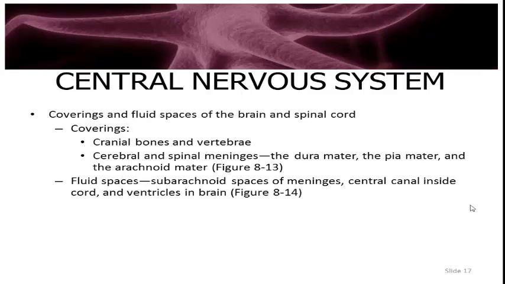We also have coverings and fluid spaces. The coverings include, of course, the bones of the cranium and vertebrae. And then we have cerebral and spinal meninges that include the dura mater, the pia mater, and the arachnoid mater. The spaces are known as the subarachnoid spaces of the meninges, the central canal, which is inside the spinal cord, and then finally the ventricles in the brain. And again, in reviewing these structures, I recommend that you refer to the diagrams in your e-textbook or textbook.